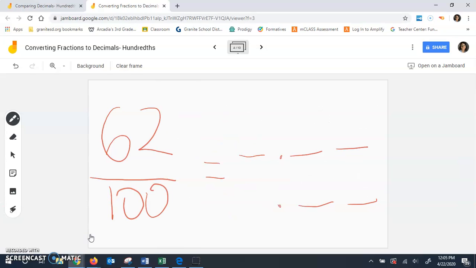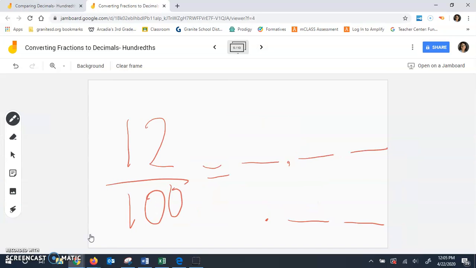Going here, we have 62 hundredths. Once again, you may put the 0 there if you'd like, either way works, and then just fill in from left to right, 62. 62 hundredths is what this fraction says, and now what these two decimals say, 62 hundredths. Now let's say we have 12, same kind of thing, 0.12, 12 hundredths, and .12.